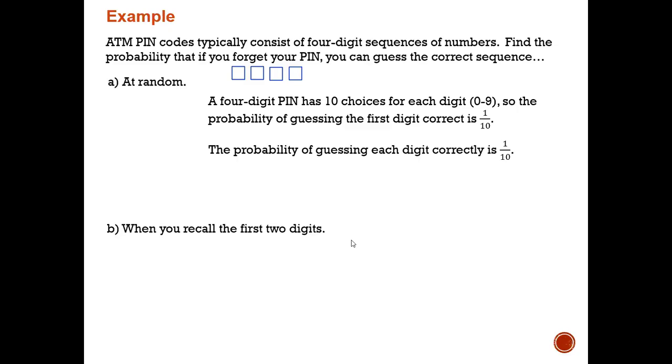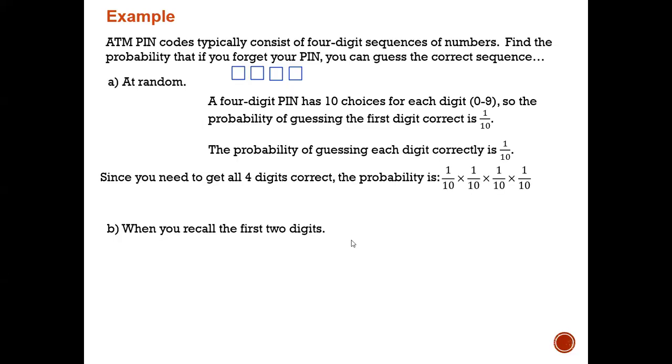However, you're doing this 4 times, right? So the probability of guessing each of the digits is 1 out of 10. So you need all 4 digits correct, so that's why we would multiply. So the probability of you getting the first number right, next number, we multiply. So that is a 1 out of 10,000 chance that you will guess your PIN correctly if you forgot them all and you're just randomly typing in the 4 digits, right?